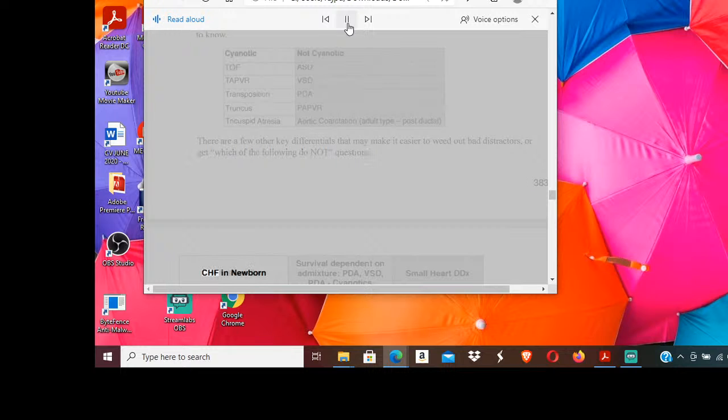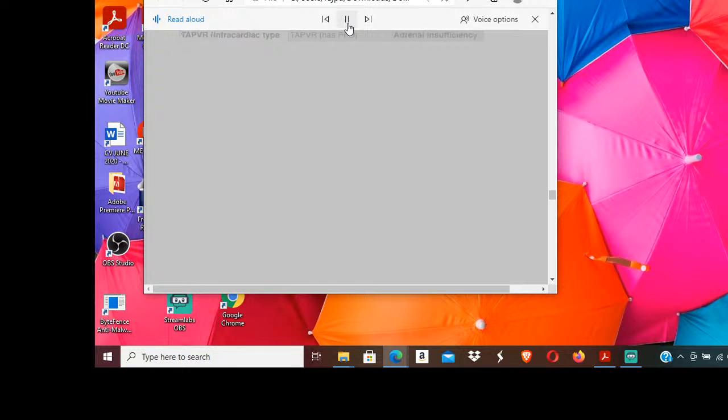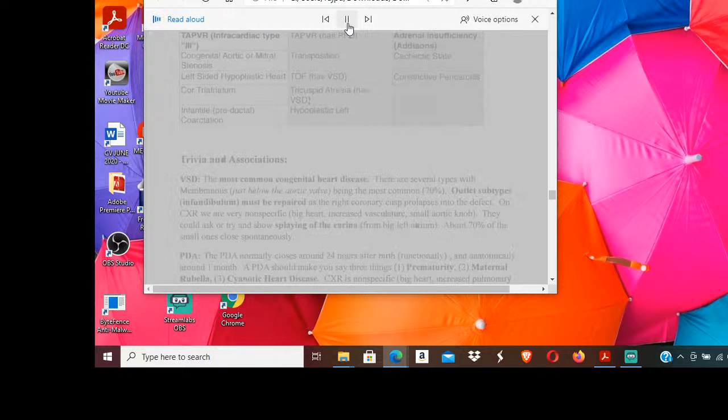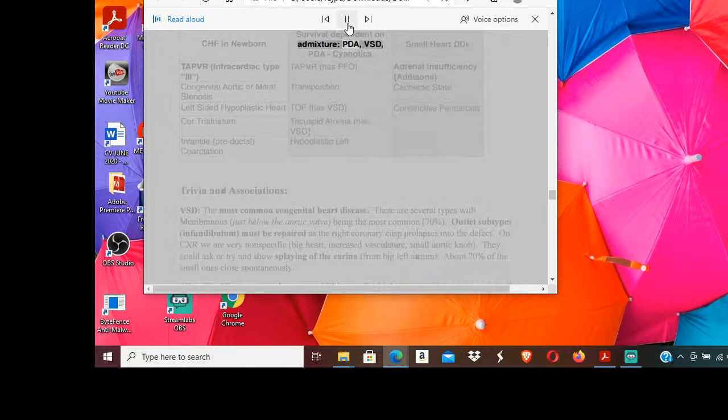383. CHF in newborn. TAPV, ultracardiac type ill. Survival dependent on admixture: POA, VSD, PDA, cyanotics. TAPV has PFO. Congenital aortic or mitral stenosis, transposition, left-sided hypoplastic heart. TOF has VSD. Infantile, preductal, hypoplastic left coarctation.